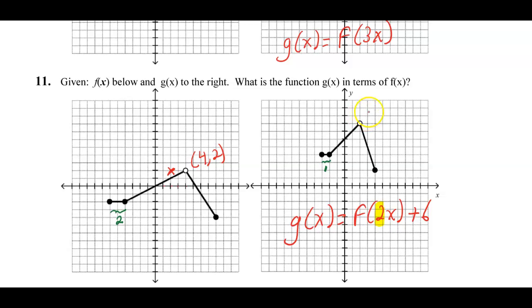And when I look at the point here, we're at 2, 1, 2, 3, 4, 5, 6, 7, 8. So what do I have to do with this x? I got to move it up 6 units.